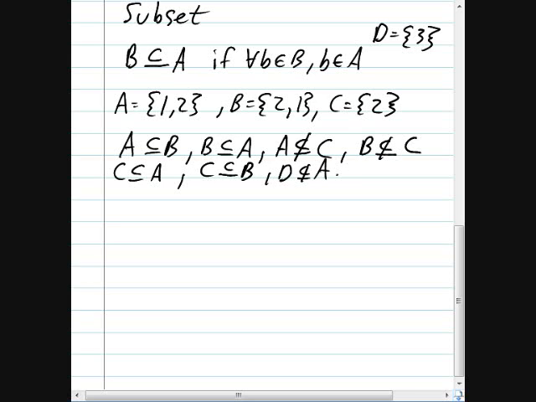Likewise, the things in A cannot be found in D, so A is not a subset of D. So unlike the less than or equal to symbol, sometimes if you have two sets, they're not comparable. Neither one is a subset of the other.